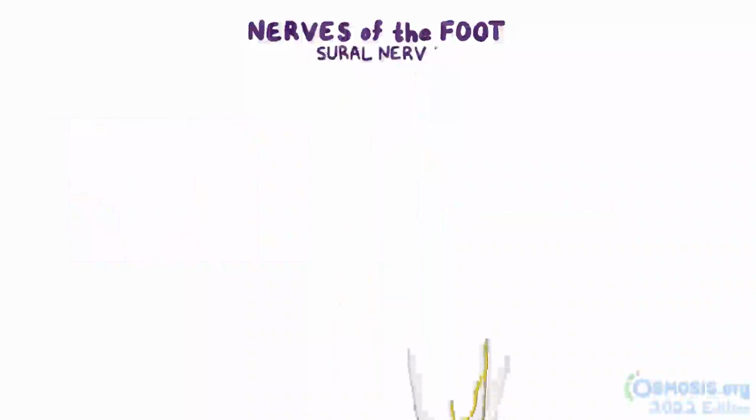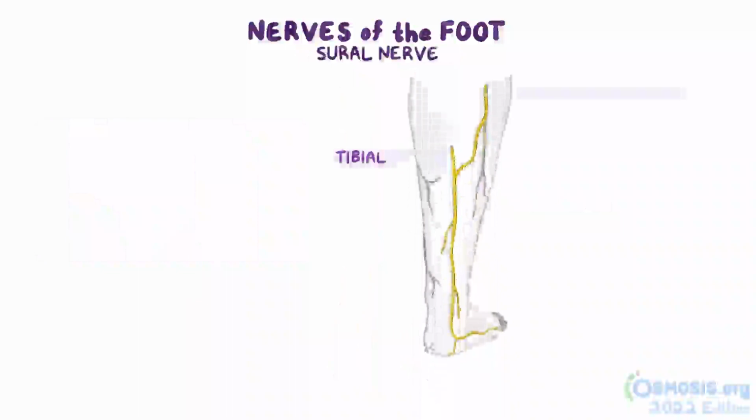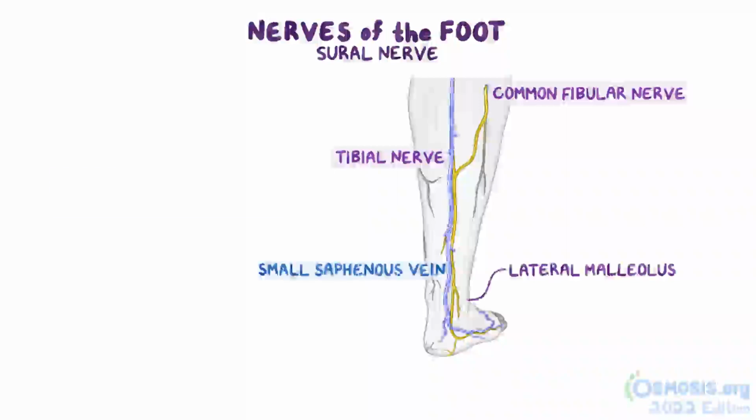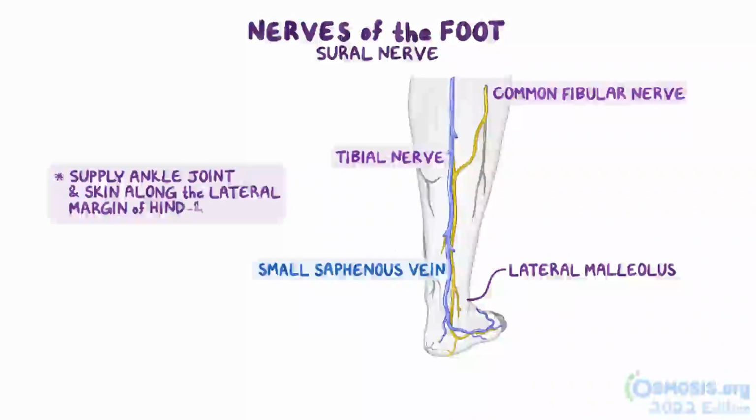Second, the sural nerve is formed by branches of the tibial and common fibular nerve, and it usually passes inferior to the lateral malleolus, where it accompanies the small saphenous vein and supplies the ankle joint and skin along the lateral margin of the hind and midfoot.